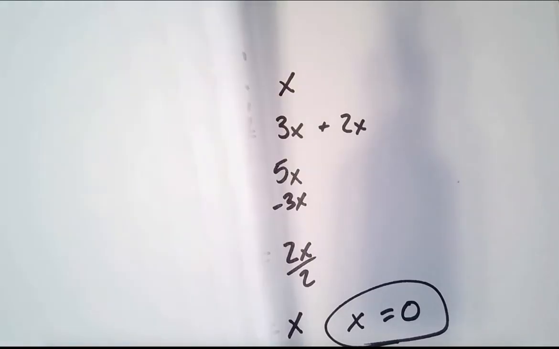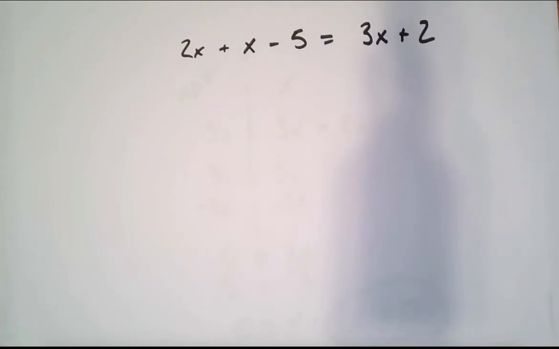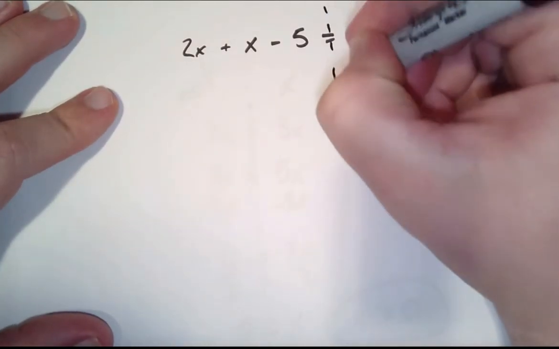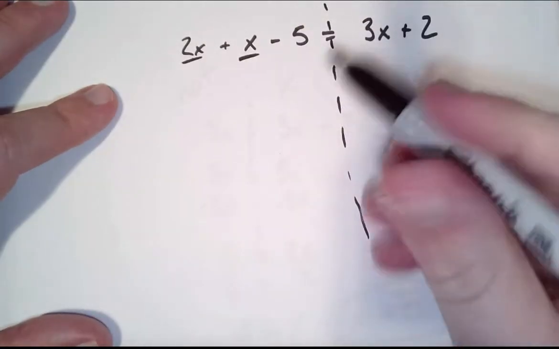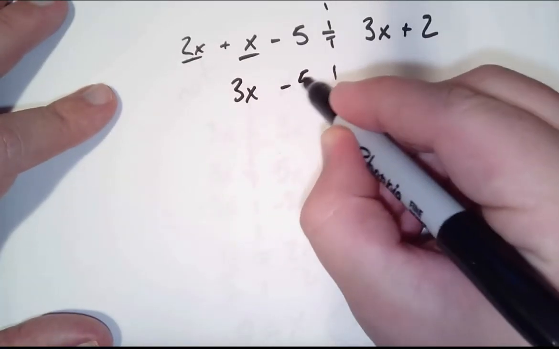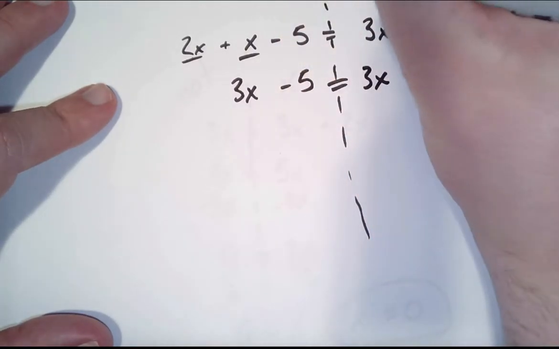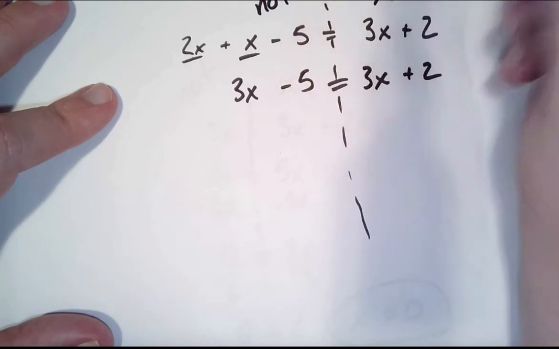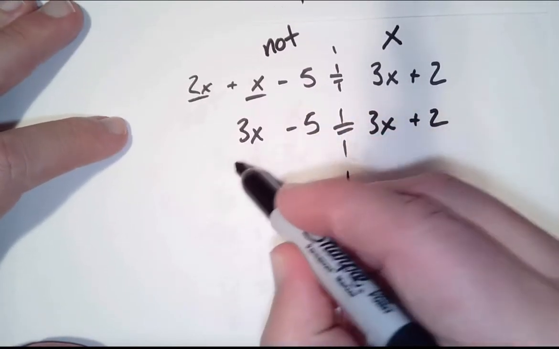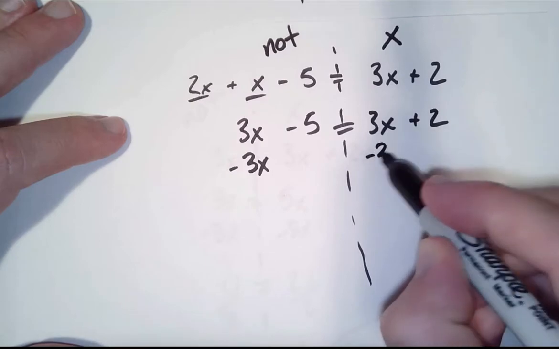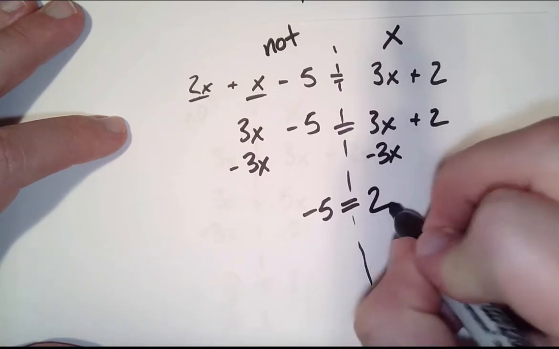Okay, a couple more. Alright, if I look at this one here, again, I can combine like terms before I start. So I have a 2x and an x over here. That gives me 3x minus 5 equals 3x plus 2. I'm going to say x is on the right on this one, not over here. So not, I have to get rid of anything that has an x. So minus 3x, minus 3x. So I'm left with negative 5 equals 2.